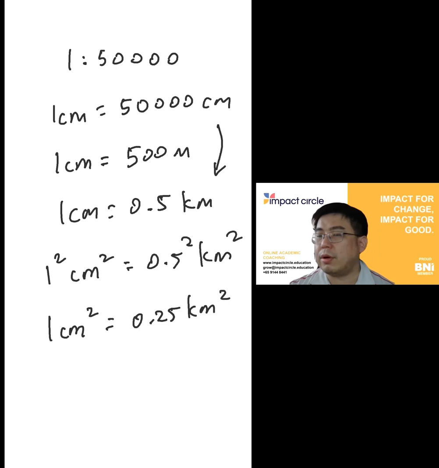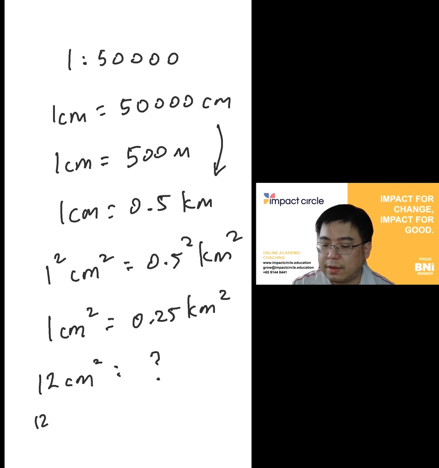Once we have this area ratio or area scale, we can actually answer the question. The question wants the area of a lake in real life if the area of the lake on the map is 12 cm squared. So is 12 cm squared on the left or on the right? It's on the map, right? Normally, the values on the map are on the left, and the values in real life are written on the right. So just make sure that you put it in the right column. So 12 cm squared is here, and you want to find this. So you take 12 divided by 1 and multiplied by 0.25. That will give us 3 square kilometers.